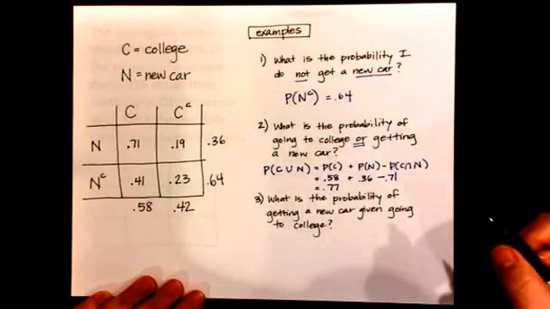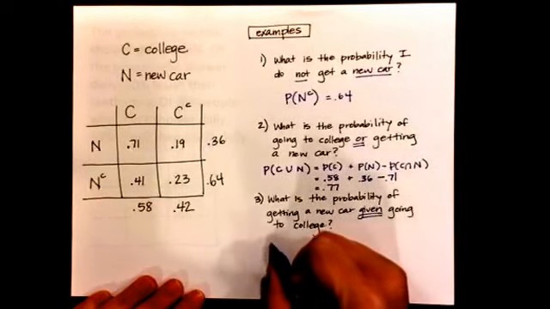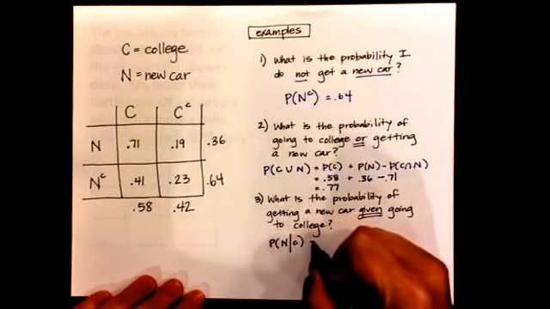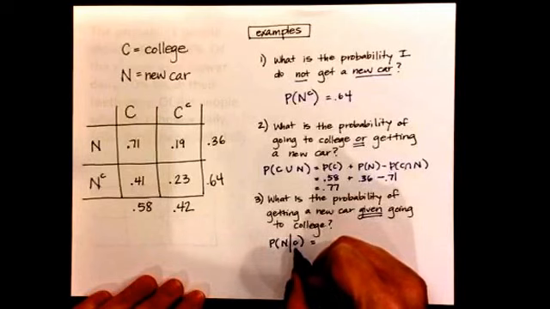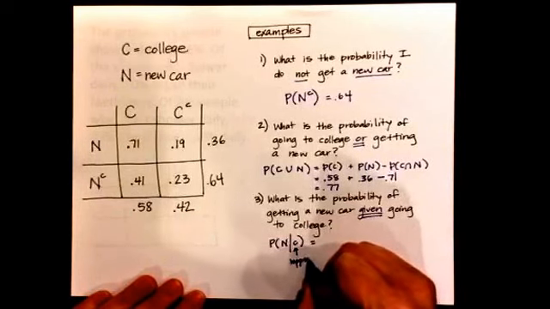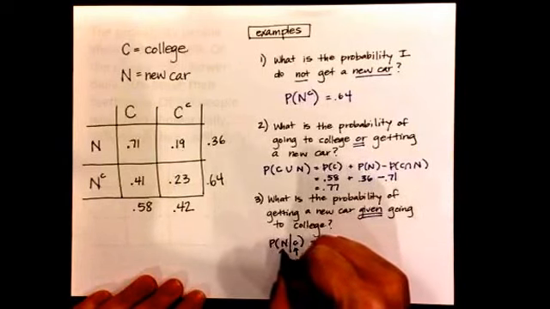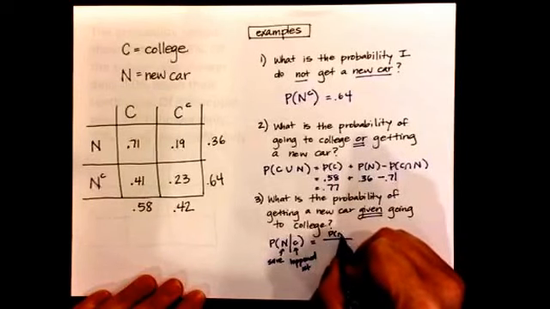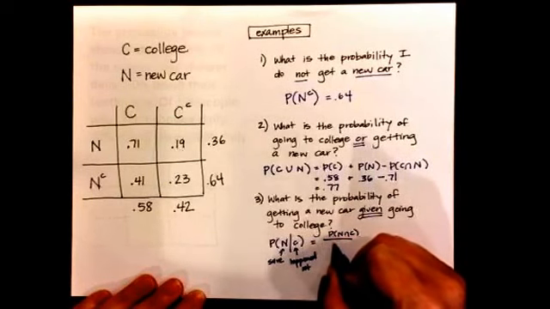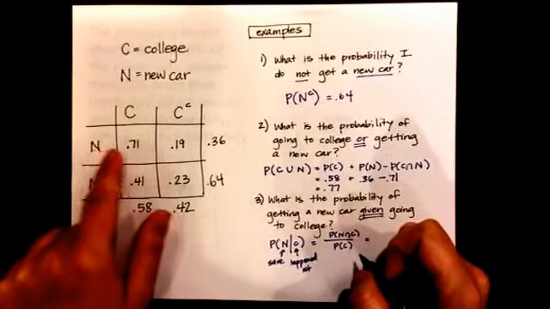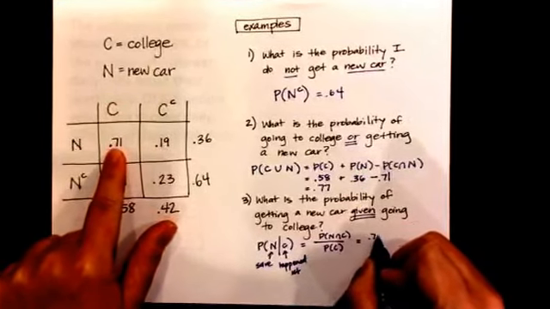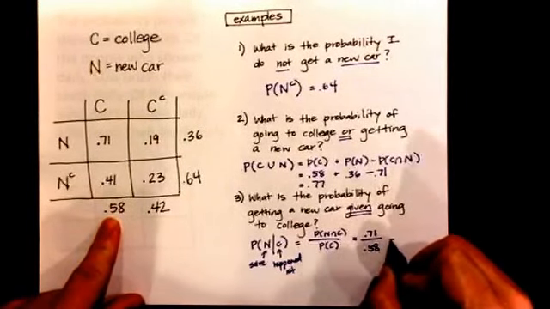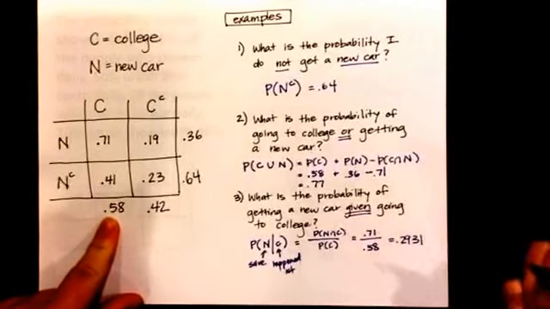What's the probability of getting a new car given going to college? So here's the probability of a new car given college. Now when we do this, this is what has already happened. And this is what you're trying to solve. So this would be the intersection on top and what already happened on bottom. So let's go again. N and C is 71 and C is 58. So the answer is 2931.